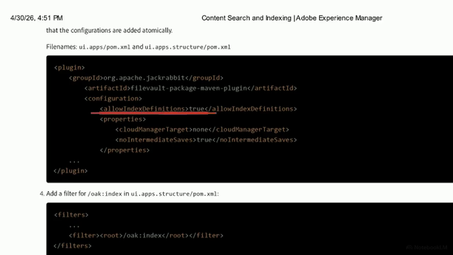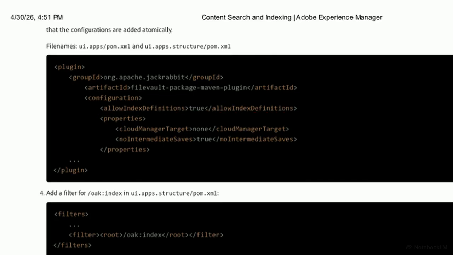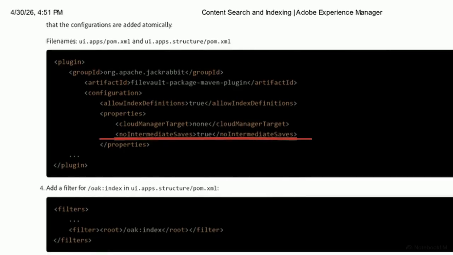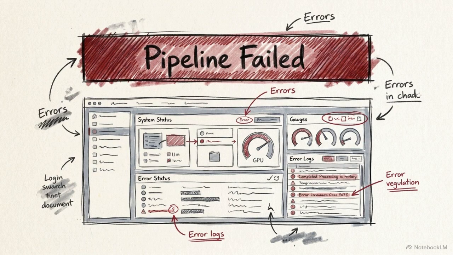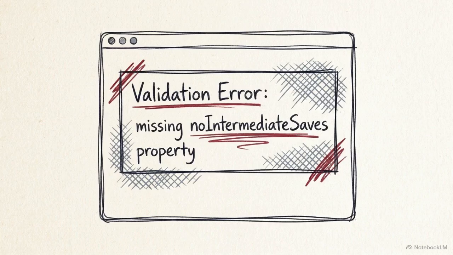You must set the Allow Index Definitions parameter to True to explicitly authorize the deployment package to modify the indexing structure. Below that, setting the No Intermediate Saves flag to True forces the repository to apply your configuration as a single transaction. If you skip these specific Maven properties, the Cloud Manager CI/CD pipeline will reject your deployment, even if the index definition itself is written perfectly.